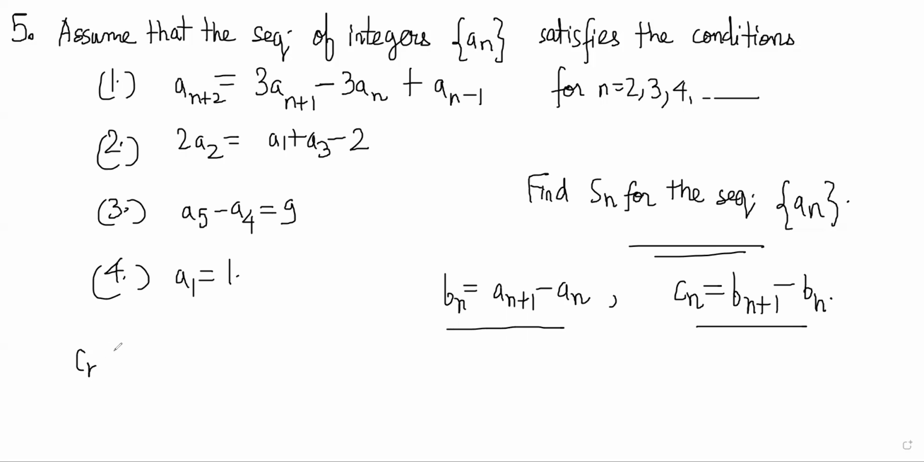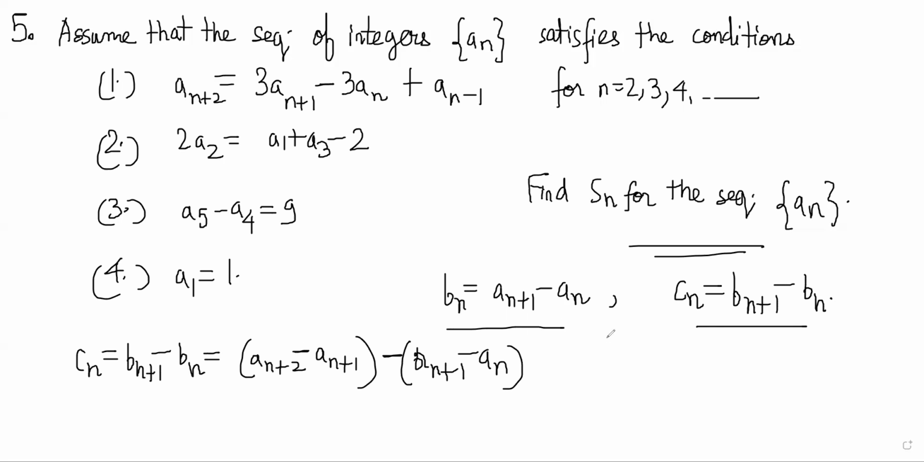So we can say Cn is equal to Bn plus 1 minus Bn, which is, if you write Bn plus 1, An plus 2 minus An plus 1, minus Bn, which is An plus 1 minus An. So this becomes equal to An plus 2 minus 2 times An plus 1 plus An. So the second order difference Cn is equal to this, right? An plus 2 minus 2 times An plus 1 plus An, right?